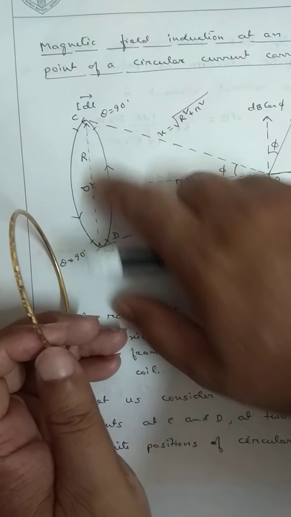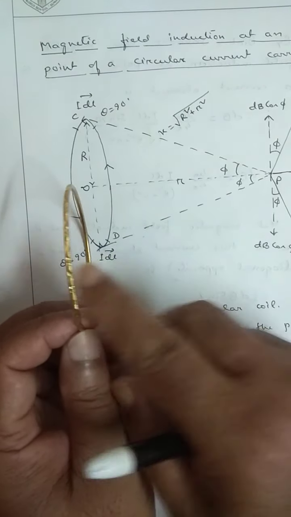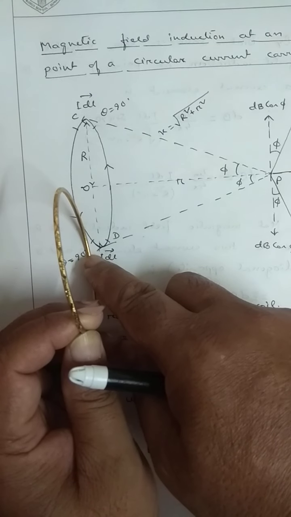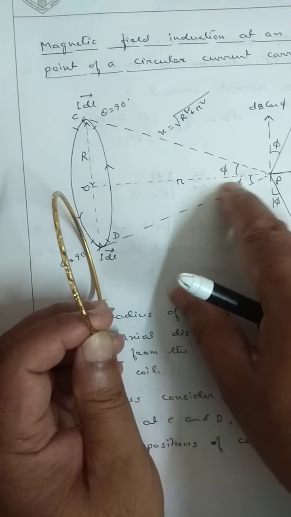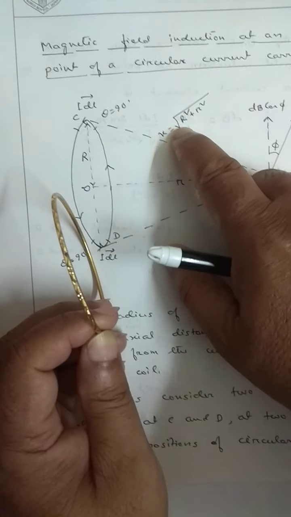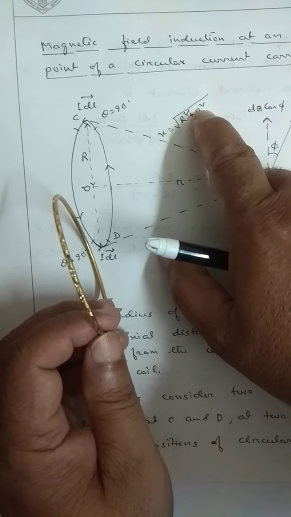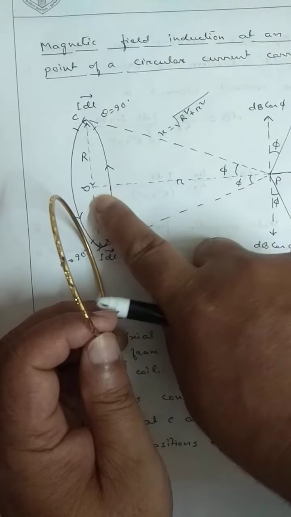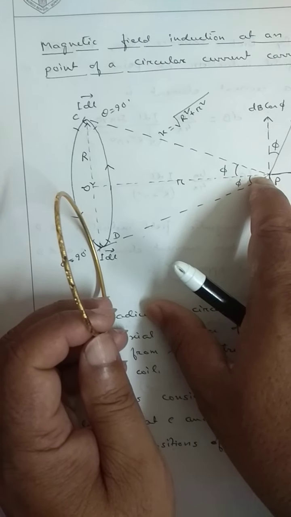The procedure is that we have to consider two current elements at two diagonally opposite ends. So this is one current element, this is the other current element. This distance is capital R, this distance is small r. So what is the length of the position vector? The length of the position vector is x equal to the square root of capital R square plus small r square. Capital R is the radius of the circular coil and small r is the distance of the axial point.